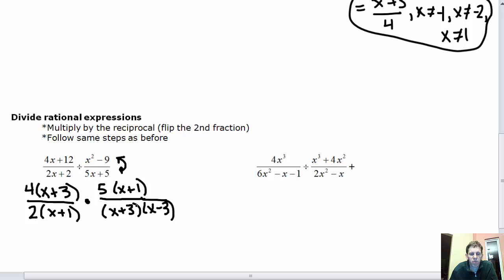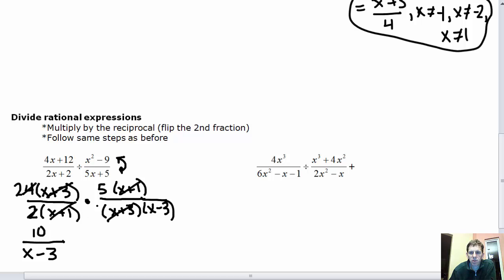Now, just like before, we can cancel out various things. You'll notice we have a 4 over 2 right here. You can divide top and bottom by 2. This will cancel, and we're left with a 2 here. X plus 3 is in the top and bottom. Those will cancel. X plus 1 is in the top and bottom. These will cancel. What are we left with? Well, a 2 and a 5 in the numerator that are being multiplied. That's equal to 10. Denominator, lots of things cancel, just left with x minus 3.